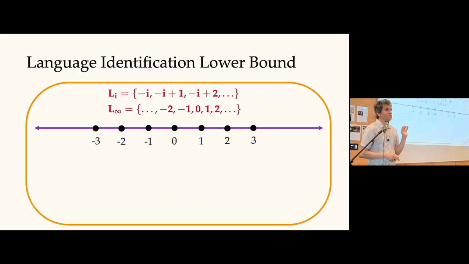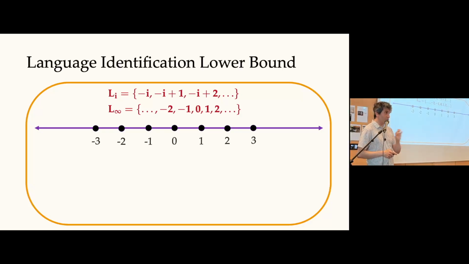Okay. All right. So let me try to convince you now why language identification is hard. And actually, the example is very simple. We talked about strings. Let me actually, in my examples, think of strings as encoded by integers. So in fact, my examples will consist of integers. My languages are just subsets of integers. L_i is the language consisting of integers starting from minus i: minus i, minus i plus 1, minus i plus 2, and so on and so forth. And L infinity is everything, all the integers.